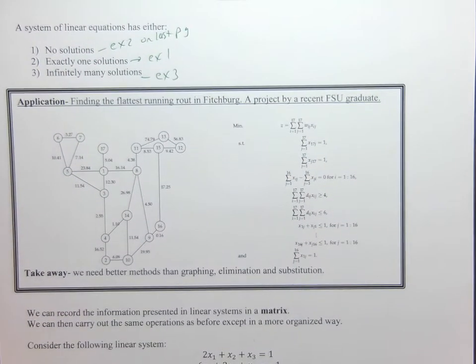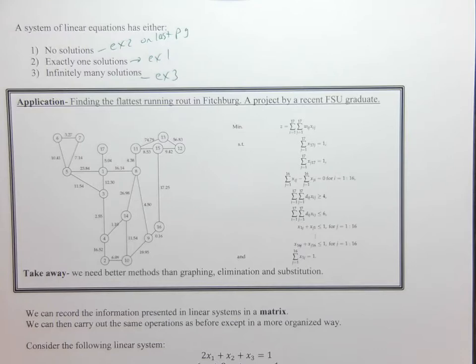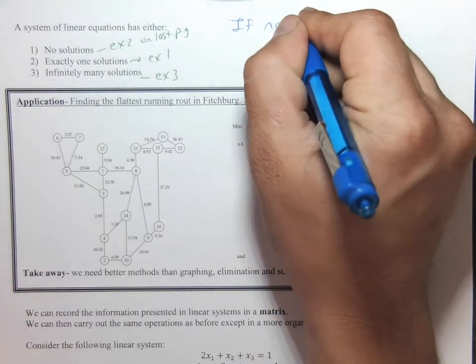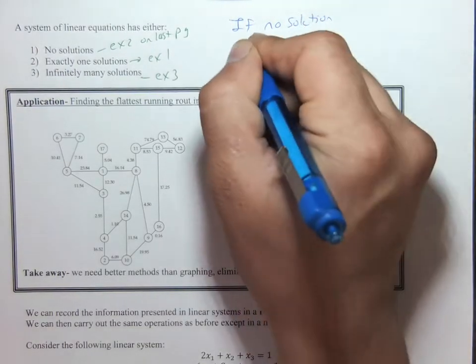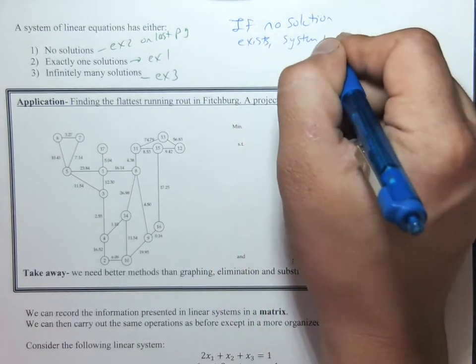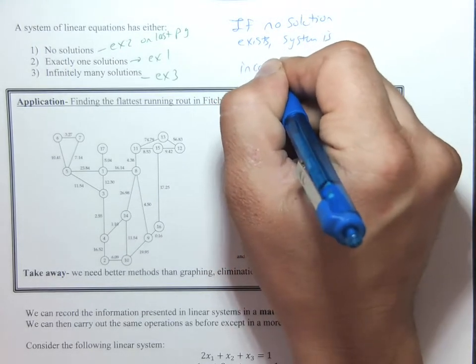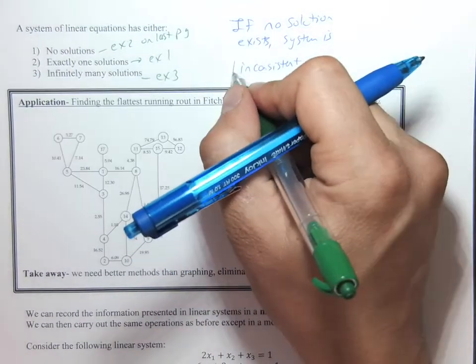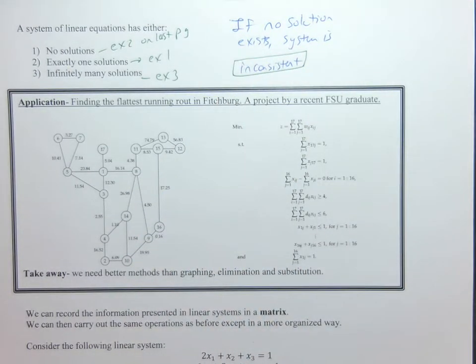Now let's write down some vocab. If a system has no solution, we call it inconsistent. So if no solution exists, we say that the system is inconsistent. Okay, so that's a vocab word. It's a vocab word that's going to come up a lot. It means inconsistent because it's like you're writing down a bunch of equations that you hope satisfy some solution, but they don't, right?